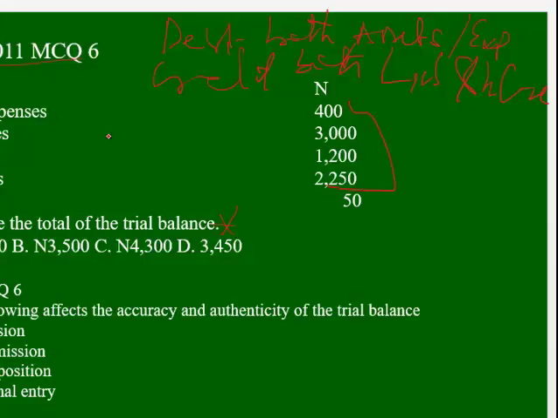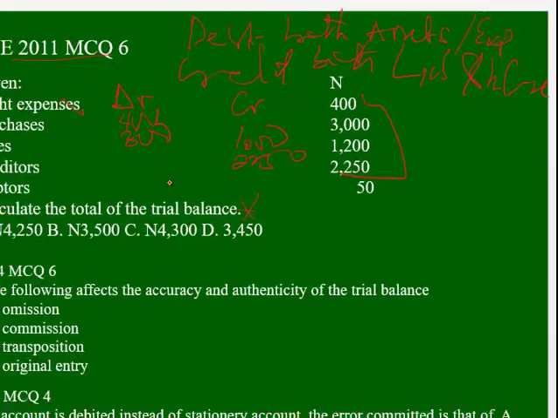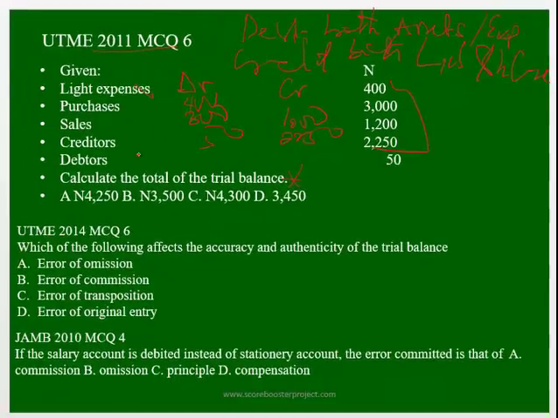Lighting is an asset. So let me put it here: debit and credit. Lighting, this one, 400. Purchase 3,000. Are we okay? Sales 1,002. Creditor 2,250. Debtor 50. So the examiner wants us to count. The account should be balanced. I think they should balance. I have these two.